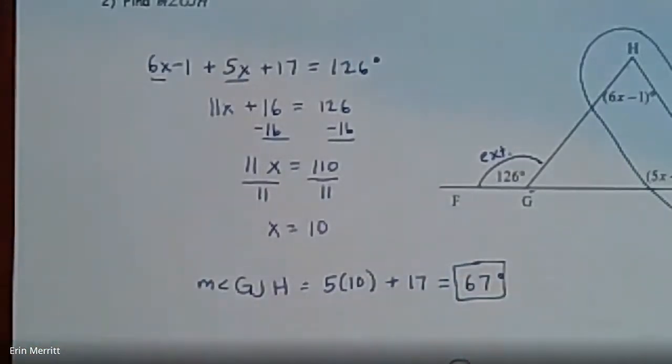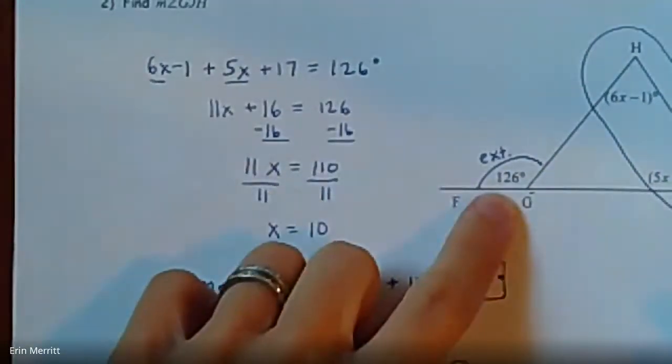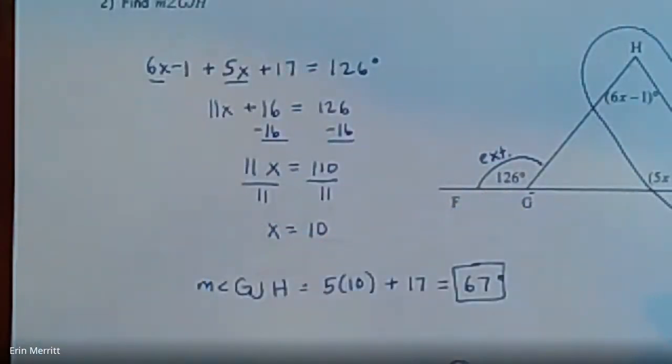Think about what numbers you shouldn't get. We shouldn't be getting negative numbers. We shouldn't be getting 0. Decimals, that's perfectly fine. If you get a really weird decimal, maybe double check your algebra, but shouldn't be getting anything bigger than that exterior angle either. On to the last page.